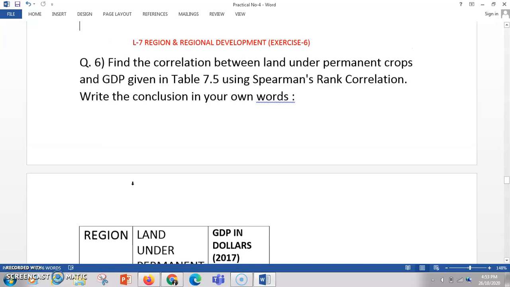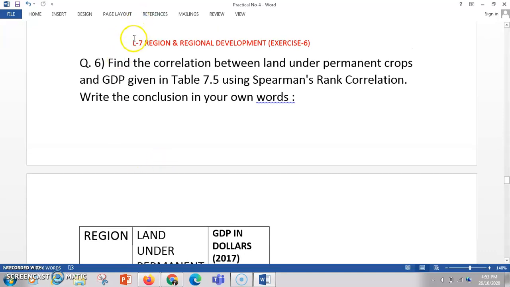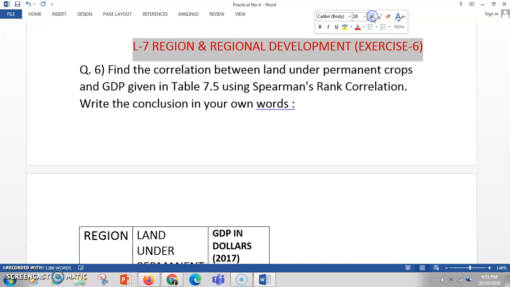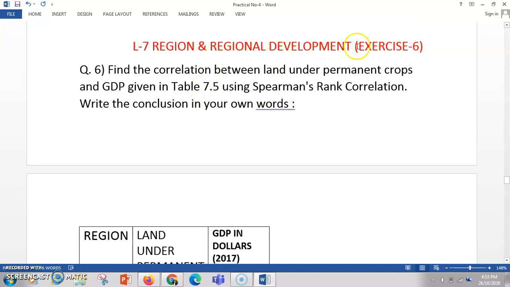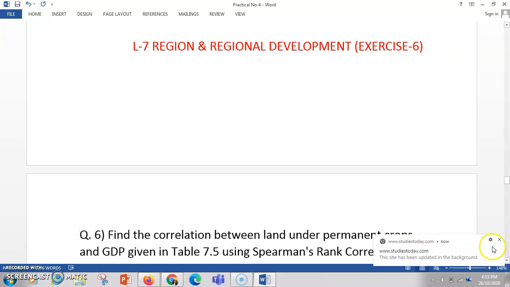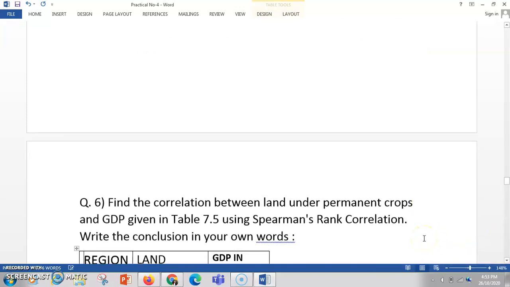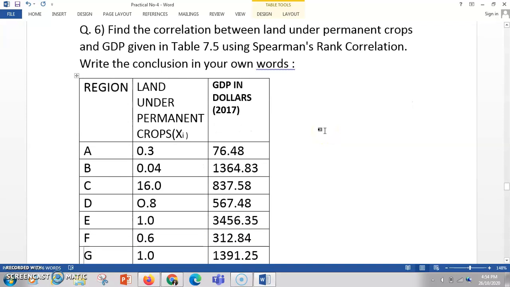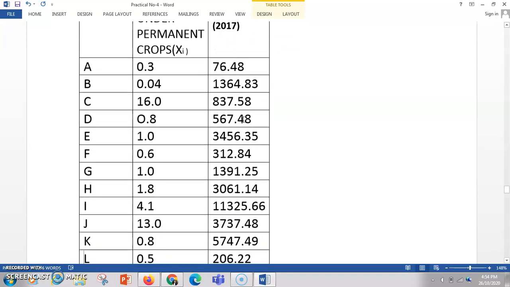Now I am just going to see this. That is, we'll take one more problem which is in lesson number 7, that is region and regional development. Okay, so this is a problem of textbook exercise of region and regional development, exercise number 6. So this also you have to do with the same formula. Okay, so here the question is, find the correlation between land under permanent crop and GDP given in the table using Spearman's correlation. So here you can see region is given and land under permanent crops and GDP is given in dollars. Okay, so we'll solve this example.